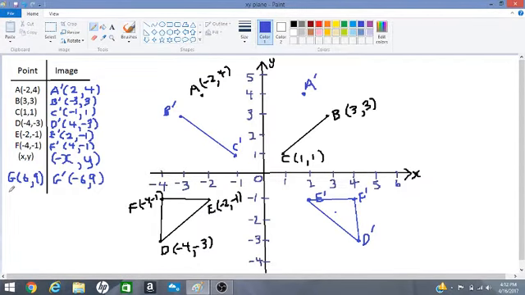What if I said reflect point H, which is -1, 1? We would get H prime. The first number would have its sign changed. Instead of -1, we'll have +1, and the second number is unchanged. Okay, so that is how we use the knowledge of this pattern to reflect points in the y-axis.